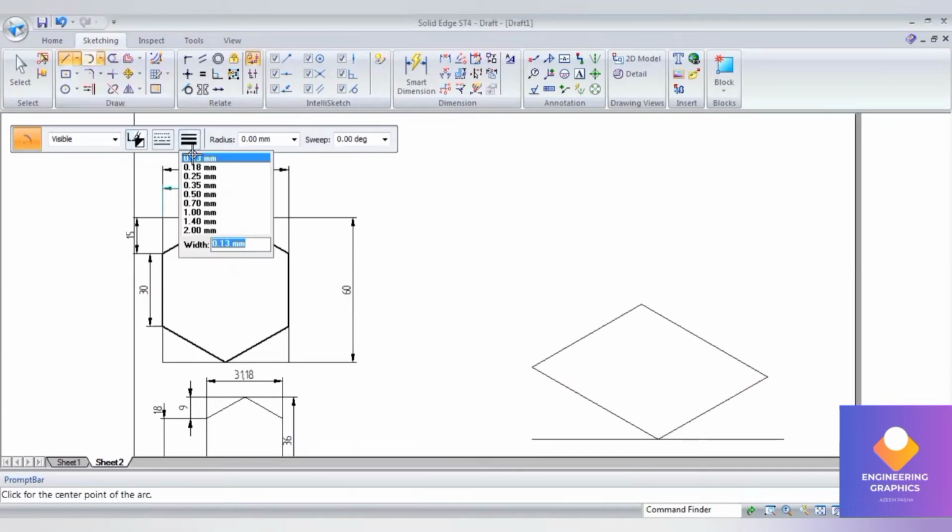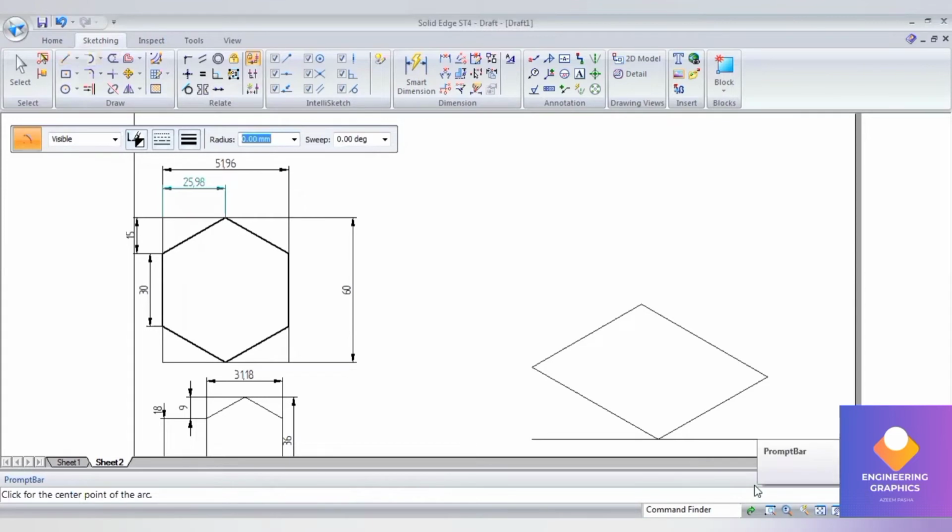Go to arc by center and cut the arcs. And parallelly for the opposite end also we should cut 25.98. Okay, now in the opposite we should cut at exactly 15 mm.